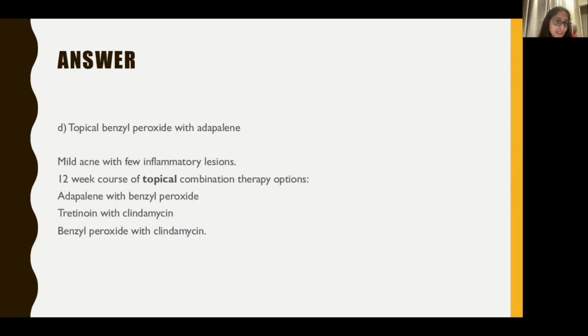So when there is a description of mild acne with a few inflammatory lesions, we would give a 12-week course of a topical cream. Like I discussed previously, there are various things that we can use: topical antibiotic, topical benzoyl peroxide, topical retinoid. These are just a few examples of the combination creams available. And you could, in theory, prescribe any of them.